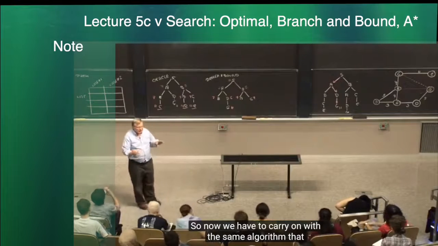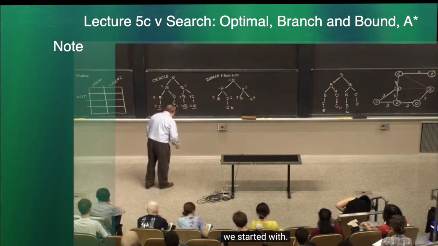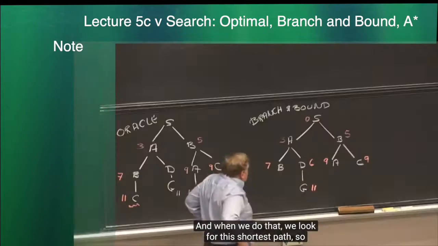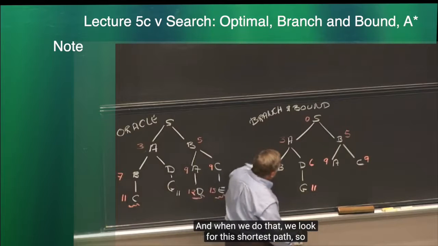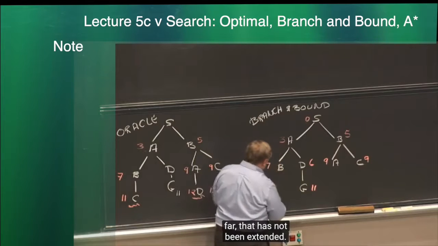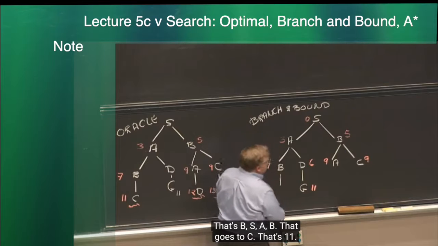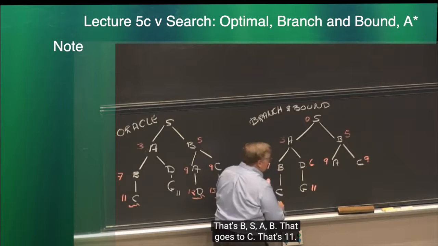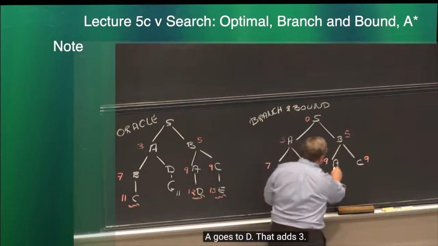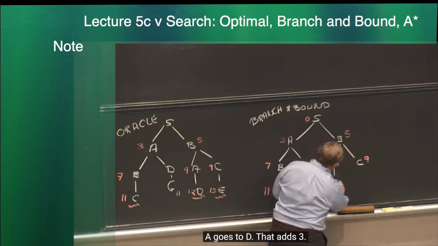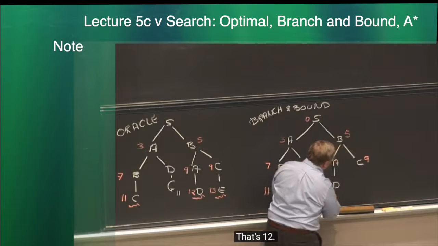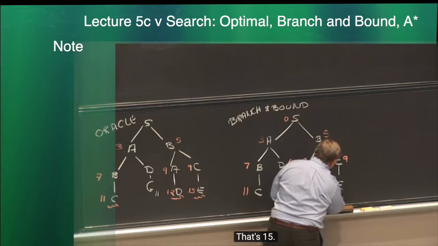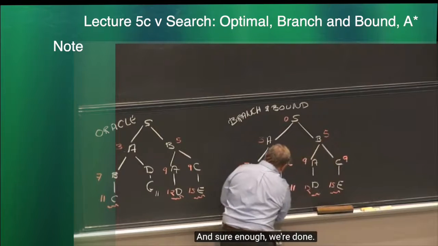So now we have to carry on with the same algorithm that we started with, the oracle checking algorithm. And when we do that, we look for the shortest path so far that has not been extended. That's B. SAB goes to C. That's 11. So we're done there. A goes to D. That adds 3. That's 12. C goes to E. That adds 6. That's 15. And sure enough, we're done.